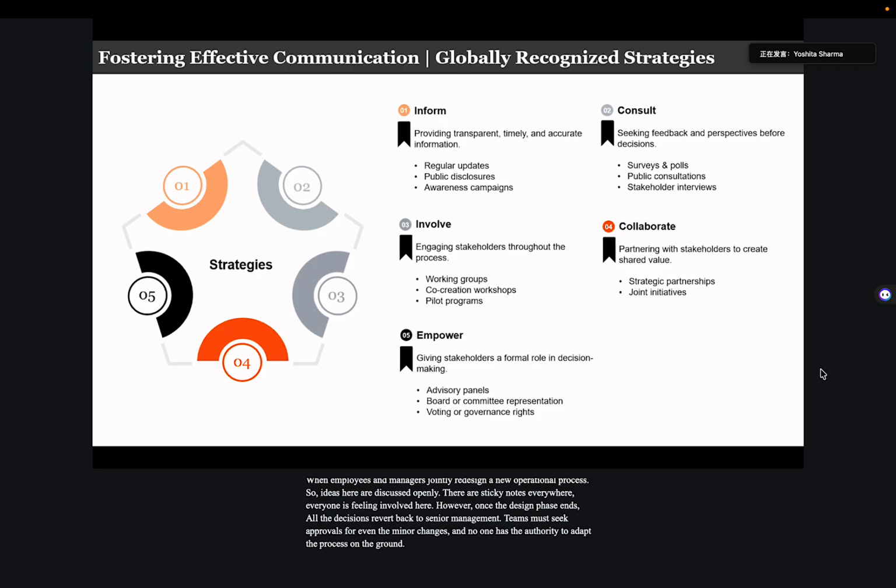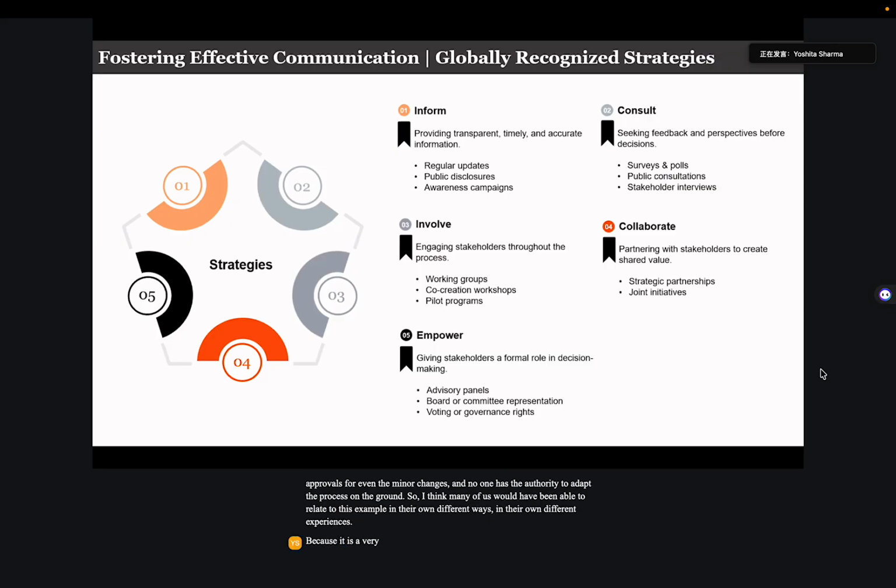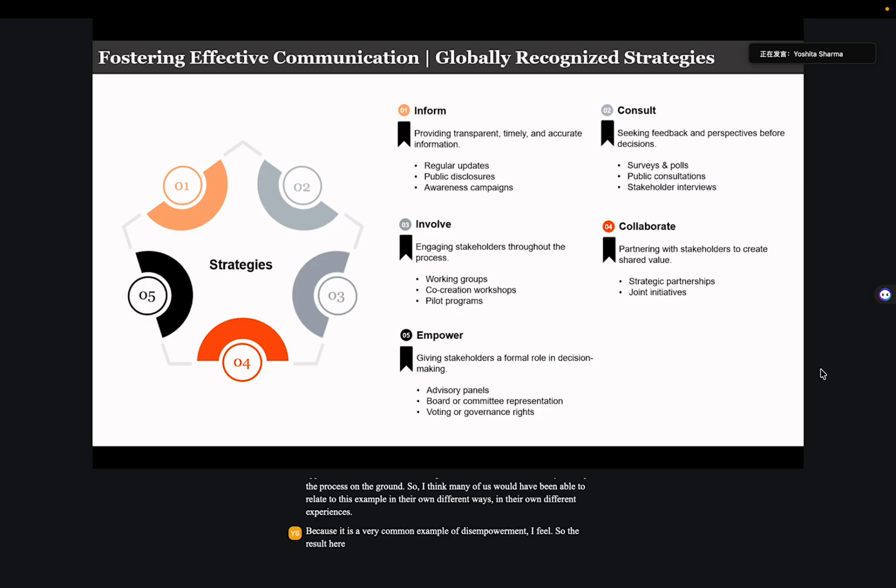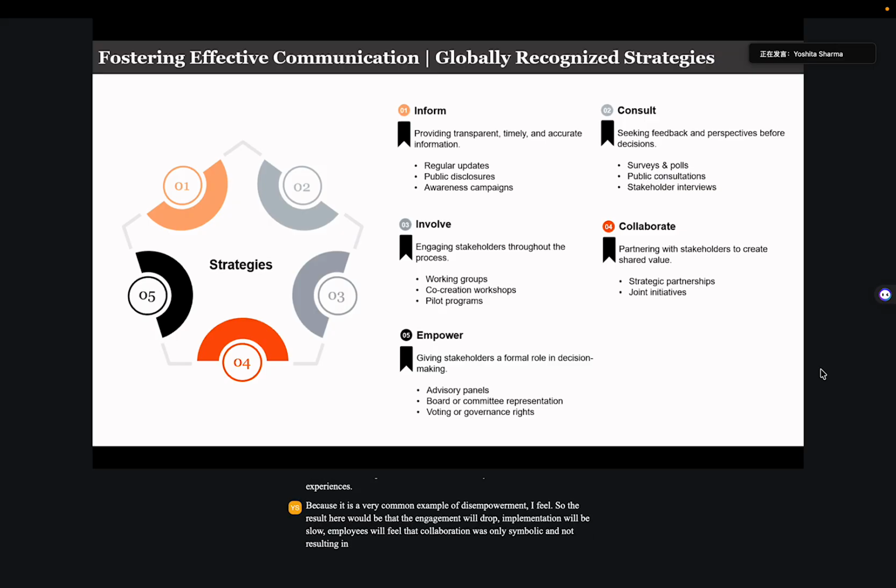I think many of us would have been able to relate to this example in their own different ways, in their own different experiences, because it is a very common example of disempowerment, I feel. The result here would be that the engagement will drop, implementation will be slow, and employees will feel that collaboration was only symbolic and not resulting in anything else.